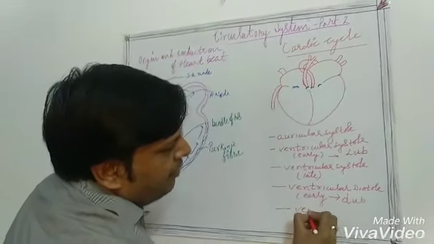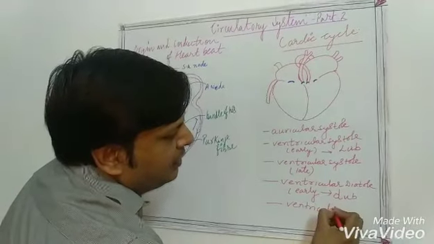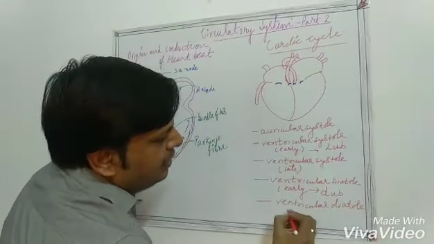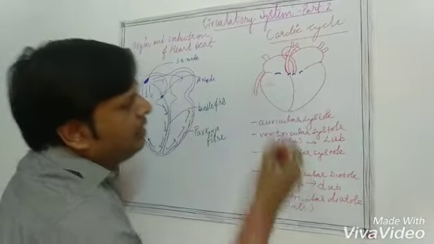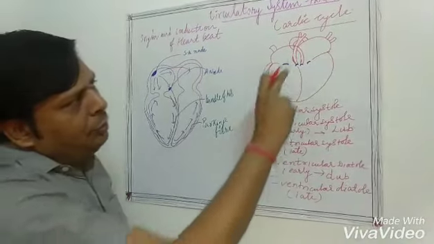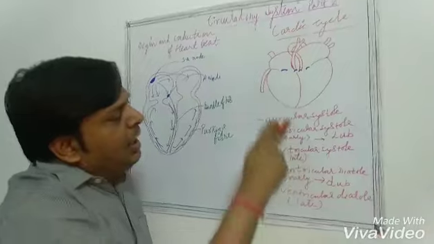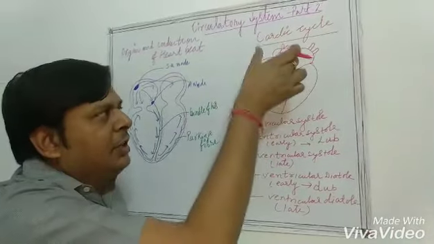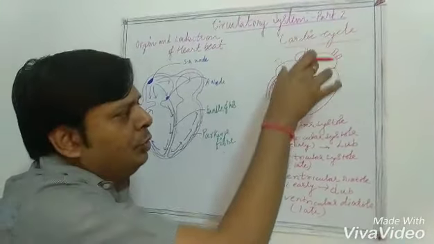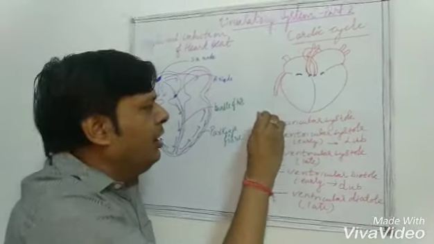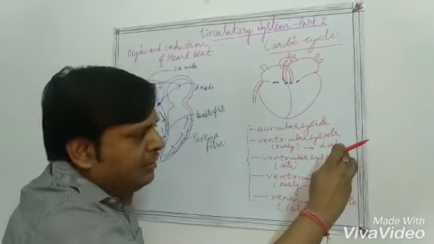And next is the late phase of ventricular diastole. This is the complete cardiac cycle, whose duration is 0.8 seconds. The cardiac cycle is represented by the one by one systole and diastole of the auricles and ventricles. The two heart sounds are clear: one is lub and the second is dub.